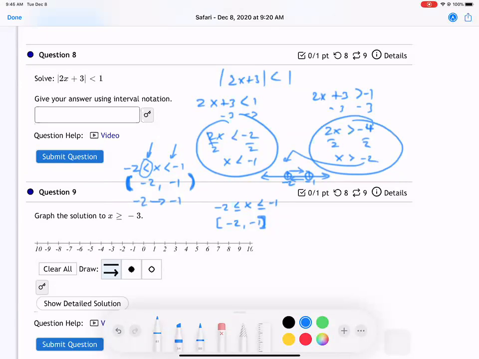On this, if it's an equal sign, see how these are equal? Instead of using parentheses, they use brackets. And a bracket means we're going to include it, it's a hard cap. We're going to include the negative 2 and negative 1. That's what interval notation is.